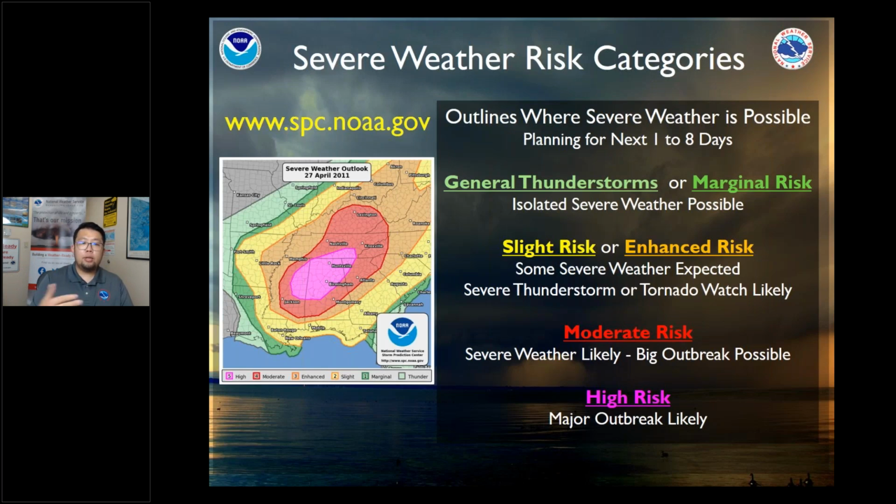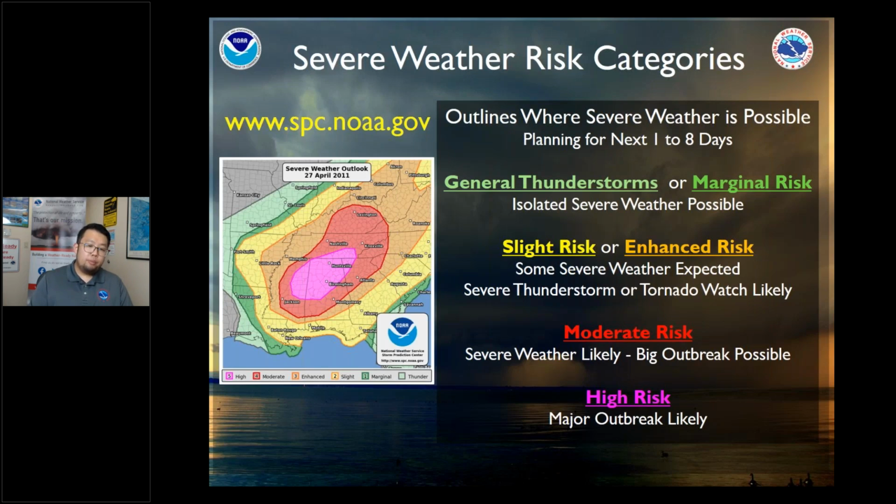Then we move up on the scale to a slight or an enhanced risk. Those are the yellow and orange colors. That means there's going to be some severe weather expected today. A severe thunderstorm watch or a tornado watch is going to be possible or even likely in those situations. A slight risk and enhanced risk is fairly common in our area.